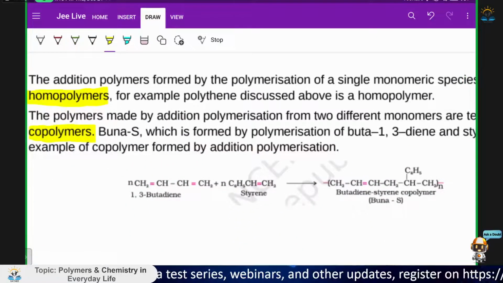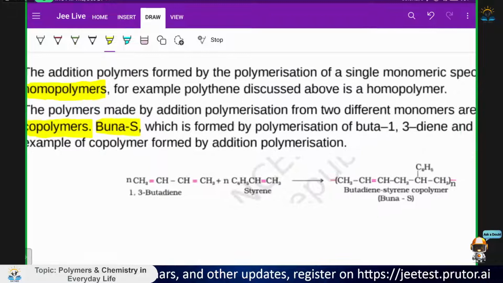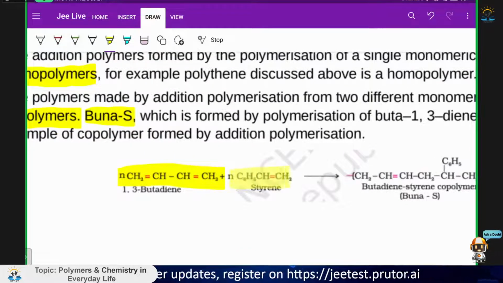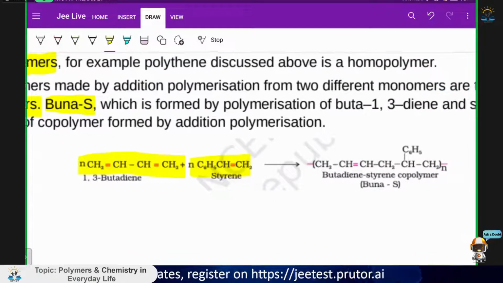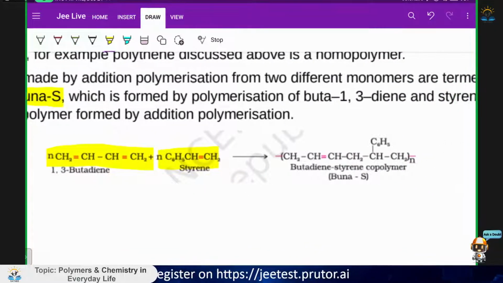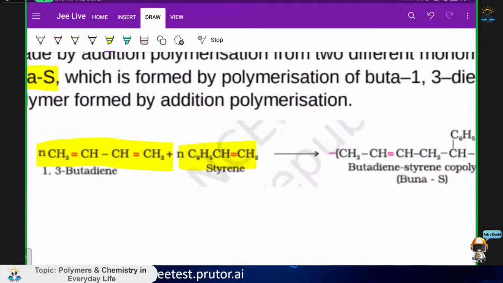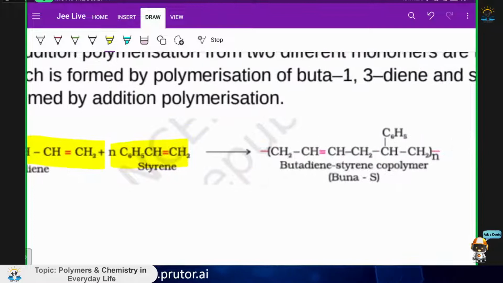For copolymer, we have an example here, which is DNAS. It is made by combining 1,3-butadiene and styrene. So simply split the double bond, create free radicals, and combine. So we get the final product as butadiene styrene copolymer, which is DNAS, which is an artificial rubber.